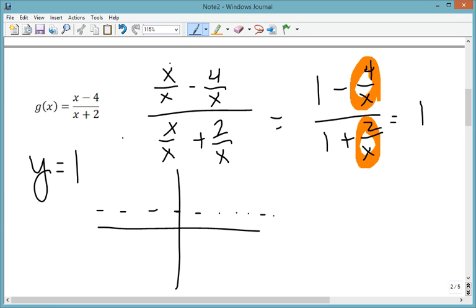Now we already partly graphed this in the last video. Remember that we had a vertical asymptote at -2, and we have a 0 at 4, and we had a y-intercept at -2. And remember that it looked like this, and I told you I was going to tell you what the end behavior did. Well, it approaches that line y equals 1.